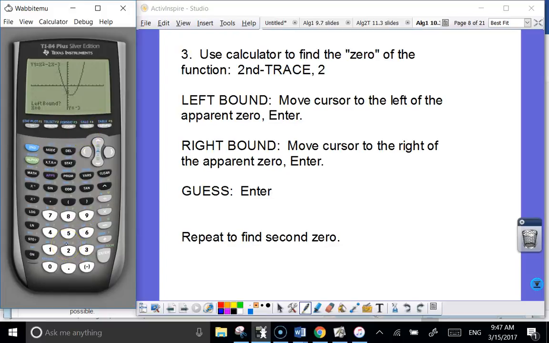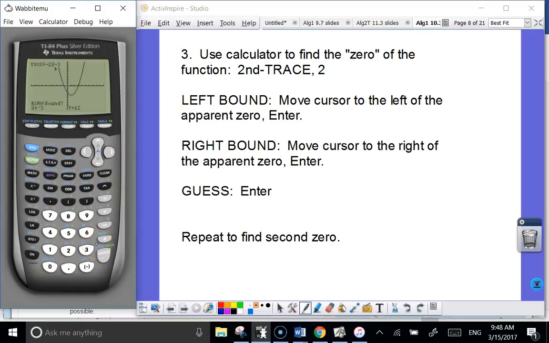Now, just like it did when we were finding the intersection point, it will ask us first curve, second curve, and guess. This time it's going to ask us left bound, right bound, guess. By left bound, it wants you to put in an x value which is to the left of where you think the zero is. So if we think it's around -1, then you could put in -3. It doesn't have to be just one number. Anything that's to the left of that would be fine.